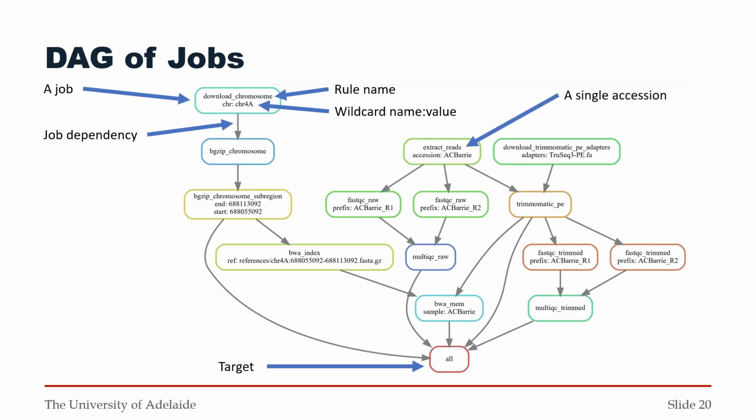The repository, if you clone it, will just have a single wheat accession called AC Barry specified in it. And you can see that here, along with all of the downstream rules and jobs that will get executed for that particular accession.